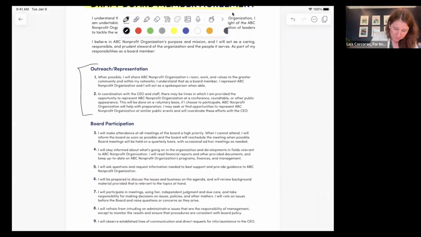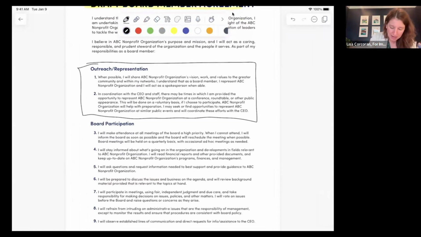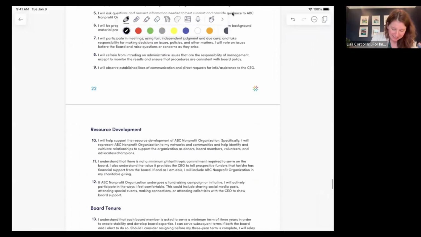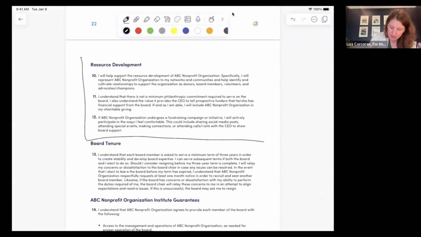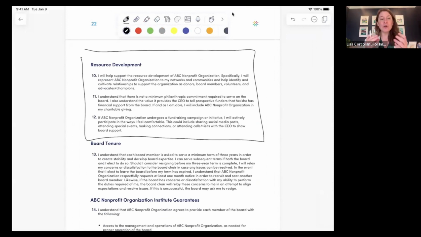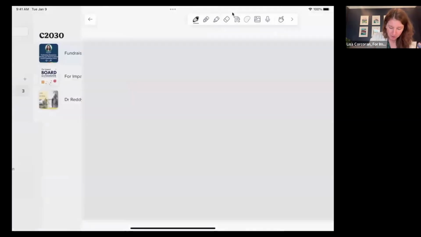So here, when possible, we're going to talk about the organization's work. All right, we are going to be able to represent our organization. Secondly, down here under resource development, we can actually include language around what we are expecting our board members to do. Okay. So one great way to do this is to have a board member agreement.